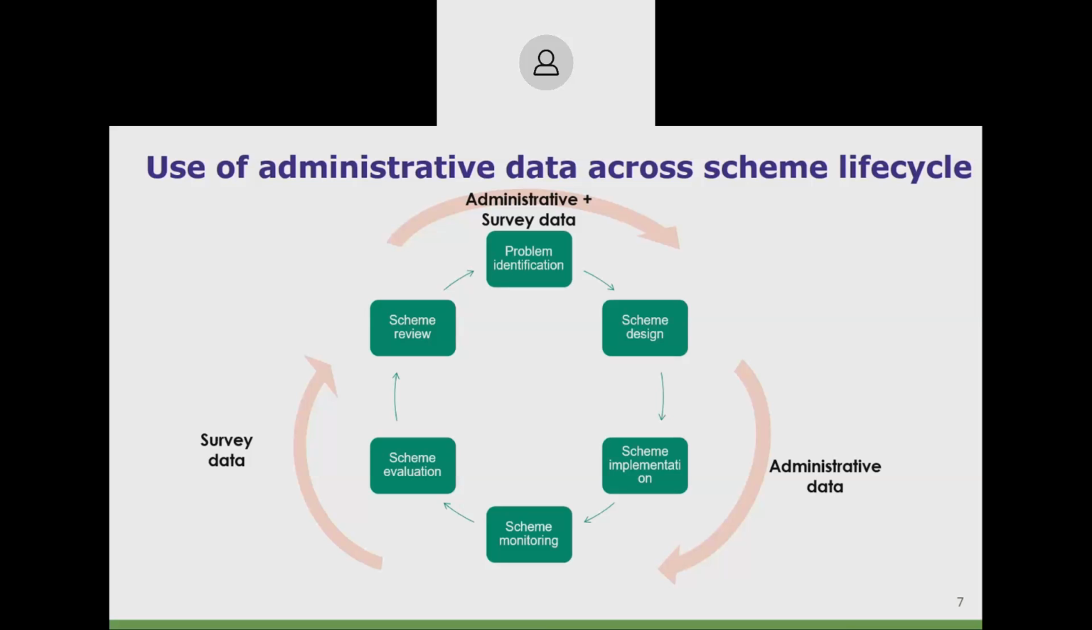That's the life cycle which we see, and generally you will see that for the scheme implementation stage, post design, that is basically the monitoring part, administrative data is used, and generally for the evaluation stage, survey data is used, and then you triangulate the findings we see from the surveys in evaluations, and therefore this is the change we need to make.